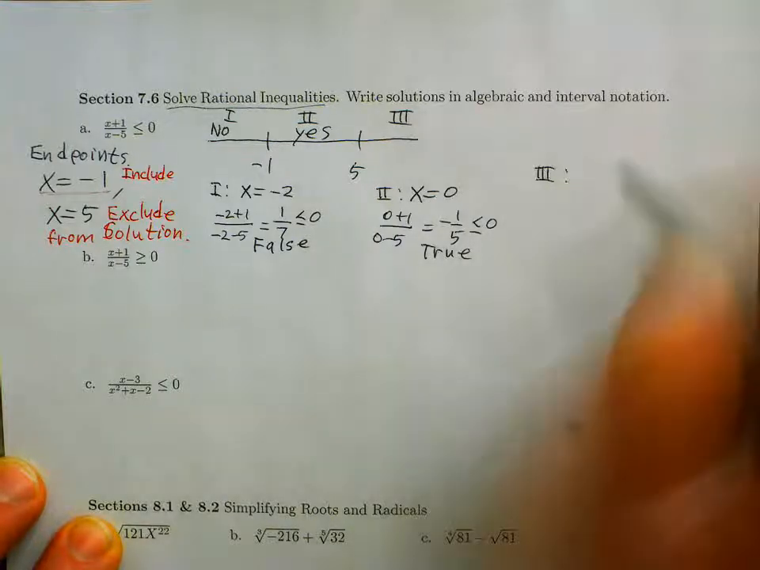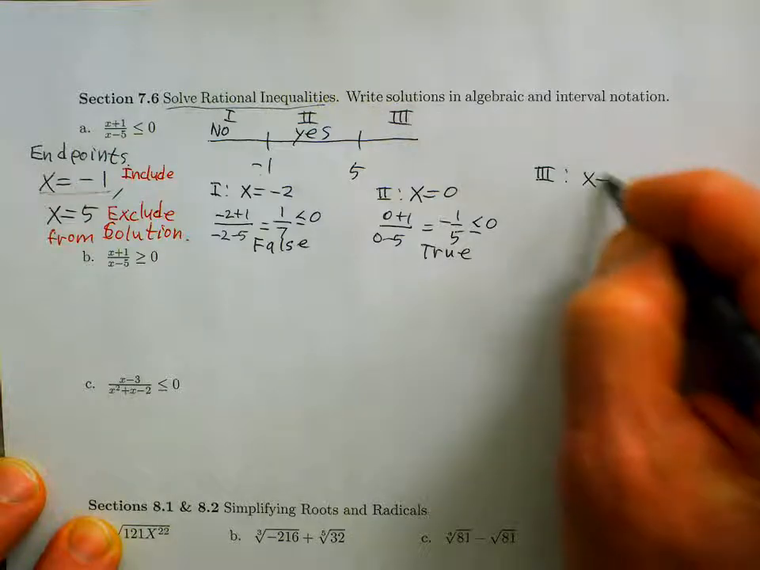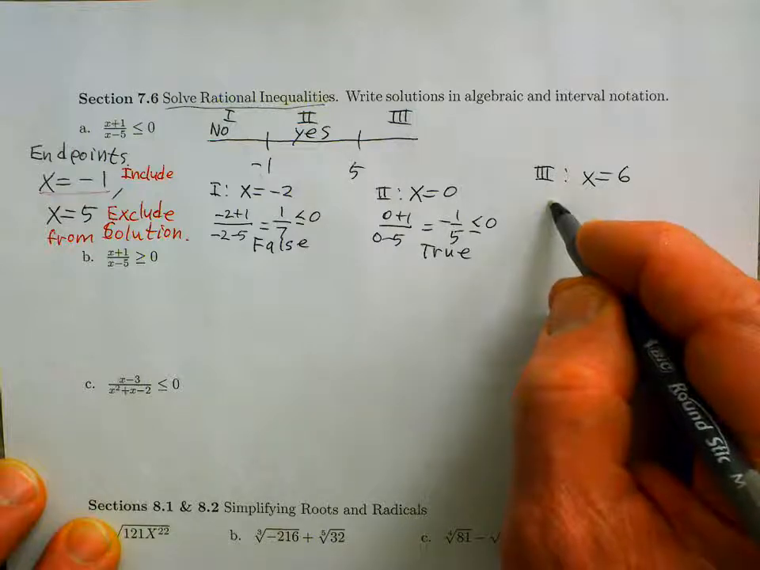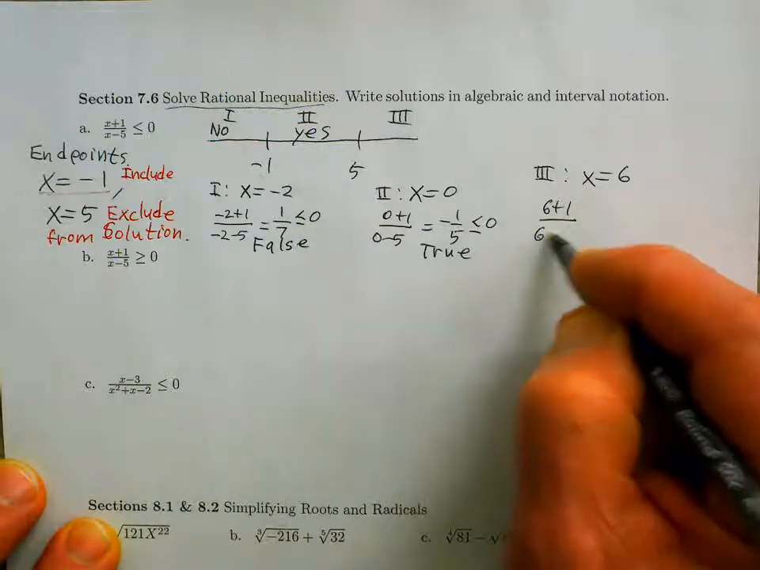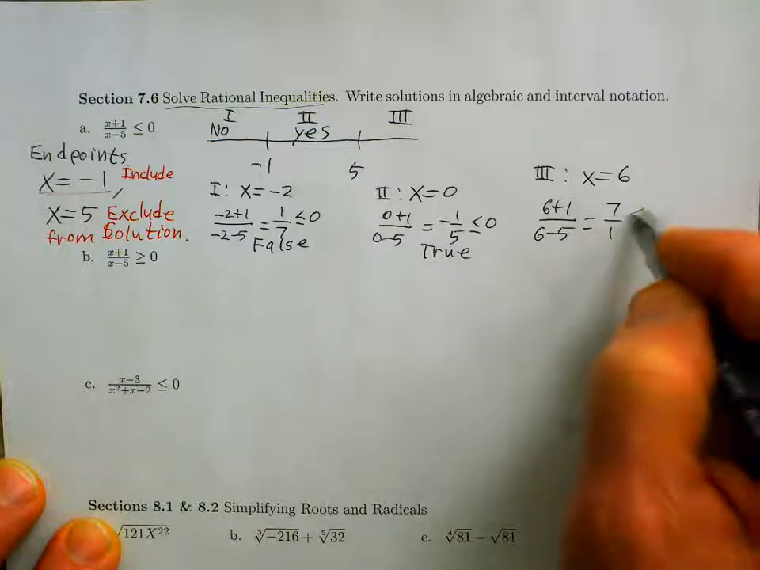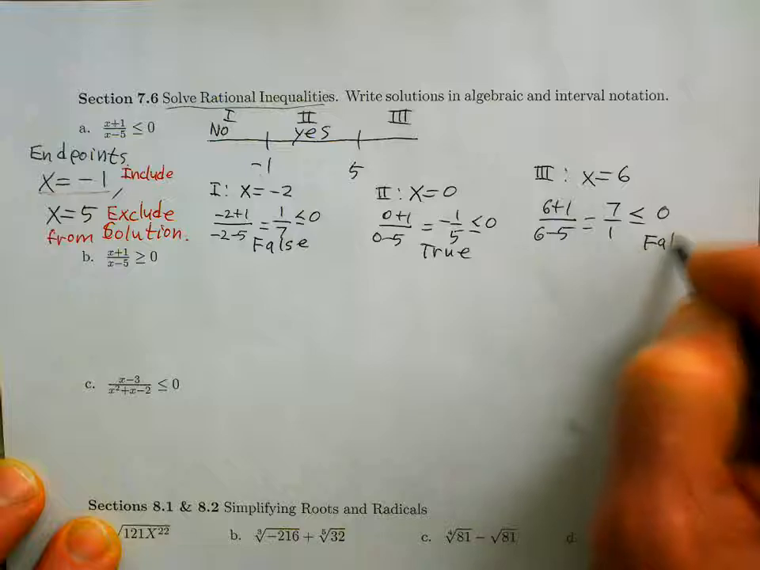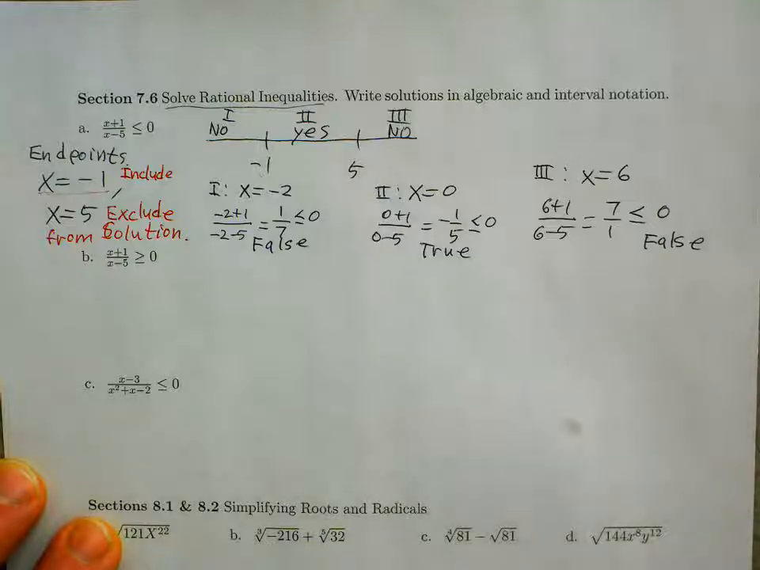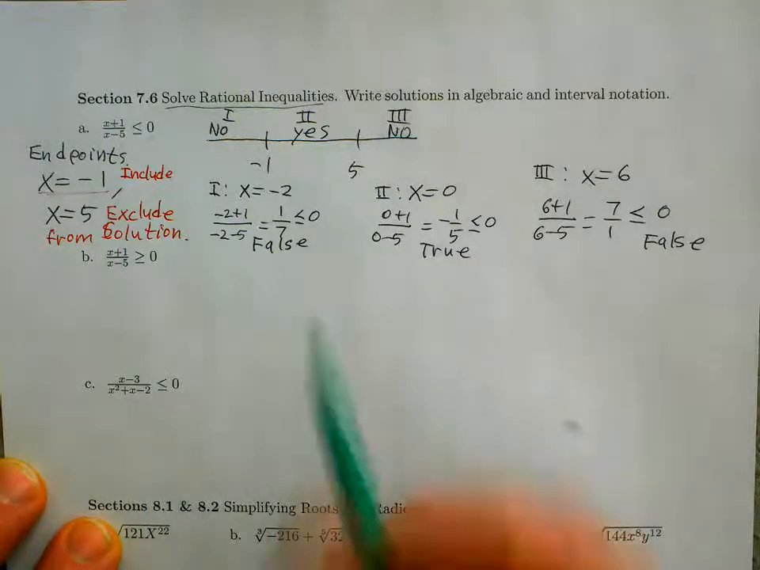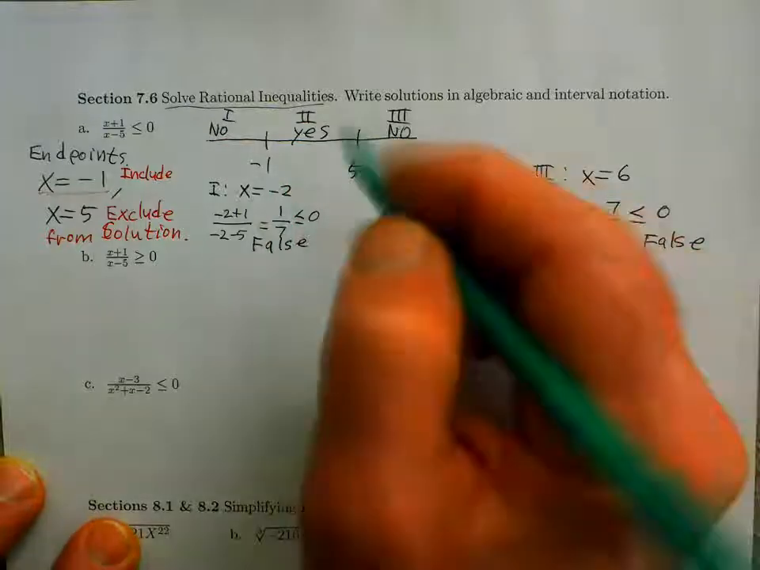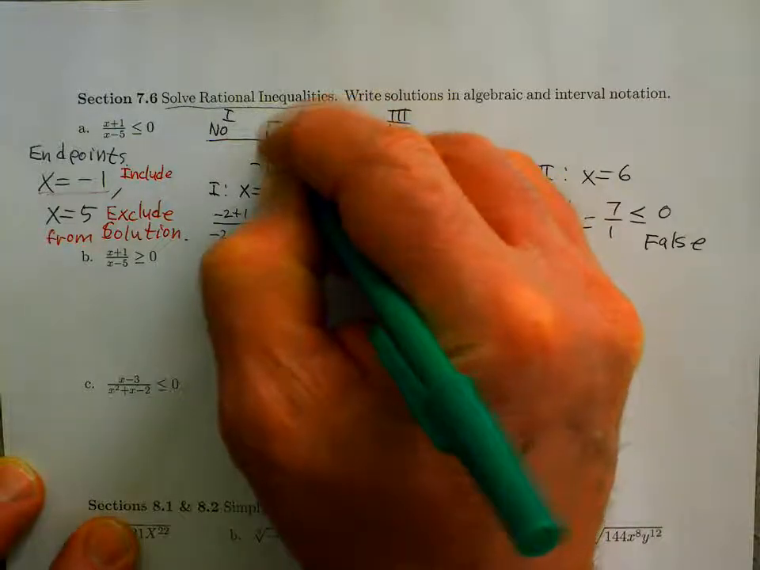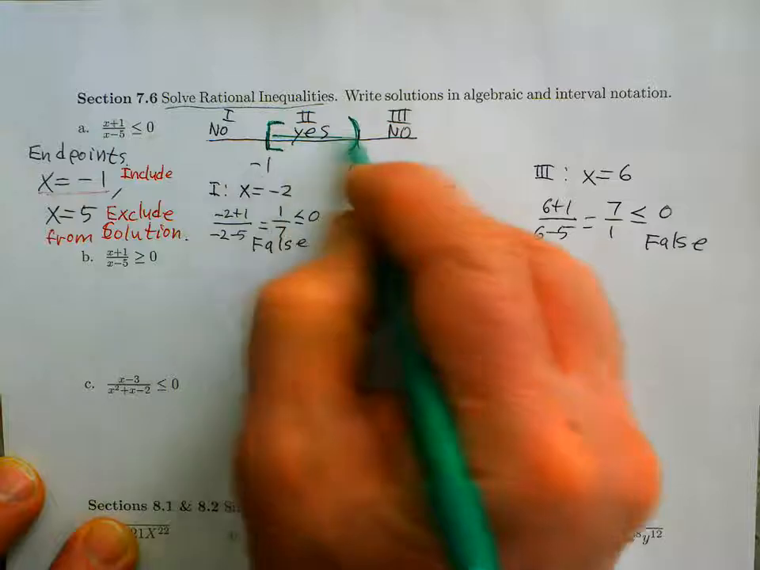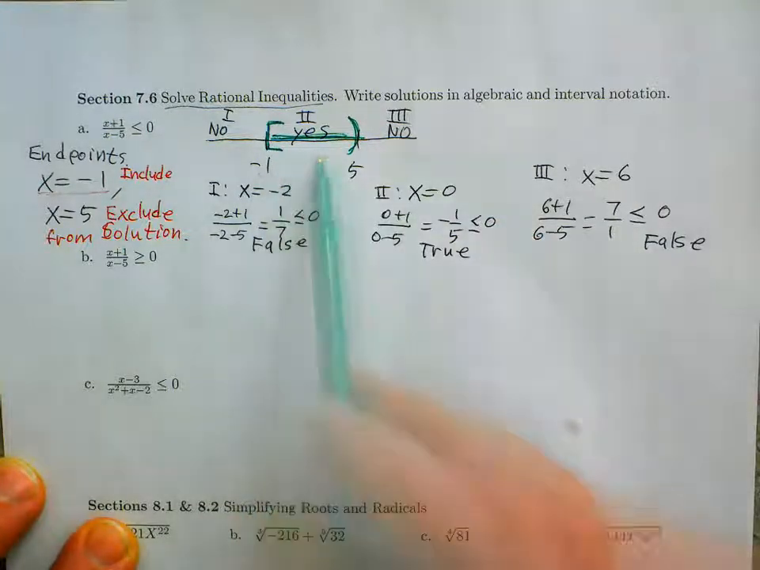In the third interval, pick a number greater than 5, like 6, and then replace every x in the inequality with 6. So 6 plus 1 divided by 6 minus 5, or 7 over 1, less than or equal to 0. This one is false. So none of the numbers from 5 to infinity are solutions. We already determined which endpoints are included and which ones are excluded. So we're including -1, but we're excluding 5. So graphically, this is what the solution set looks like.